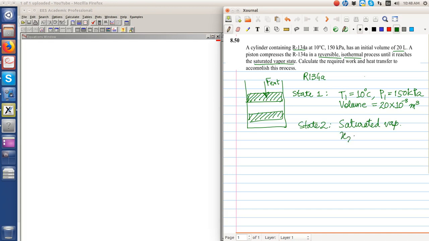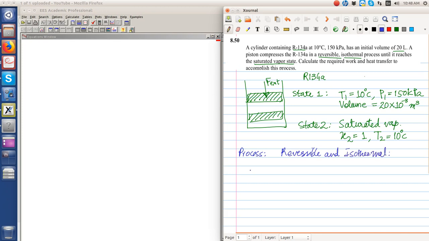So x2 is equal to 1, and it is an isothermal process, so T2 equal to 10 degrees Celsius. It is given that the process is reversible and isothermal.